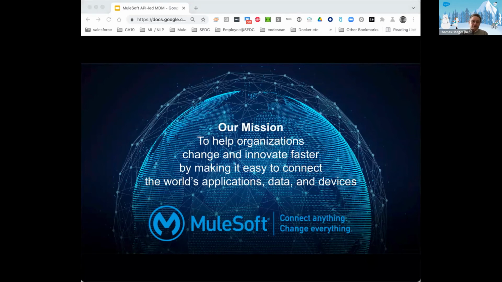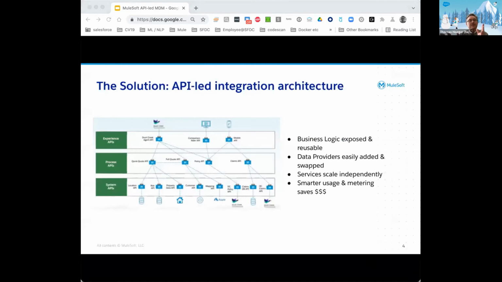And in that context, MuleSoft relies heavily on an architecture pattern we call API-led integration architecture. It has a couple of advantages in terms of decoupling to have system APIs, process APIs, and experience APIs. And that's what I'm going to deep dive a little bit more, how that would work with a master data management system behind.